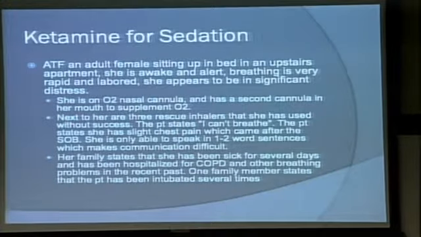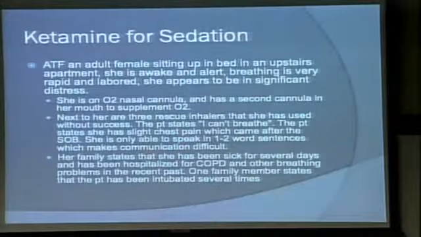All right, I have to do a little ketamine thing here. Okay, I arrived to find an adult female sitting up in a bed in an upstairs apartment, awake, alert, breathing very rapid, in labor, appears to be in significant distress. She's on O2 nasal cannula, has a second cannula in her mouth to supplement O2. So this is a real case.